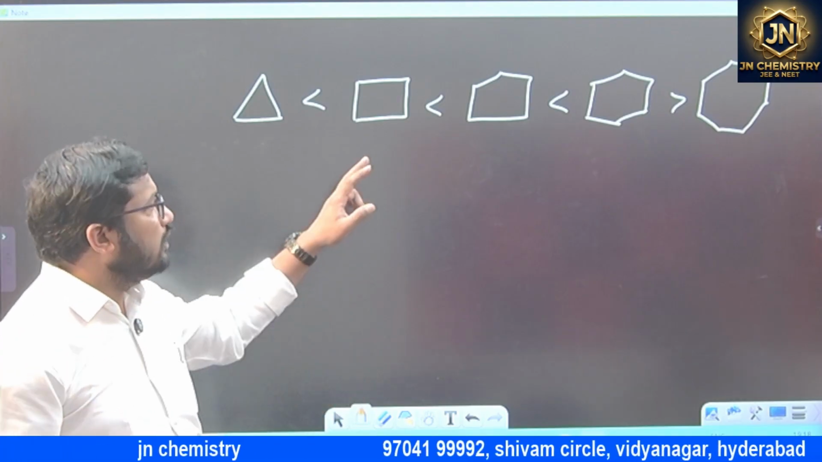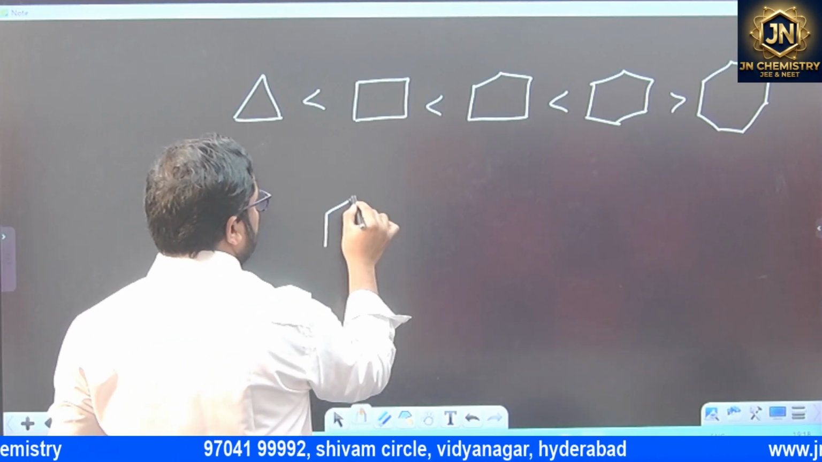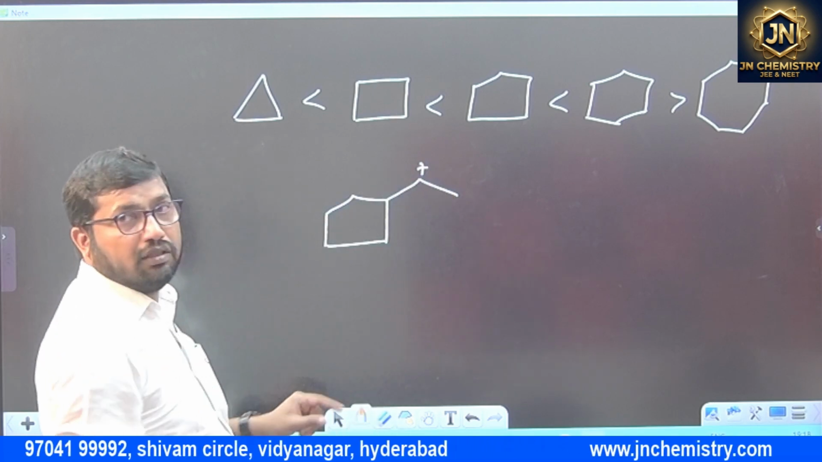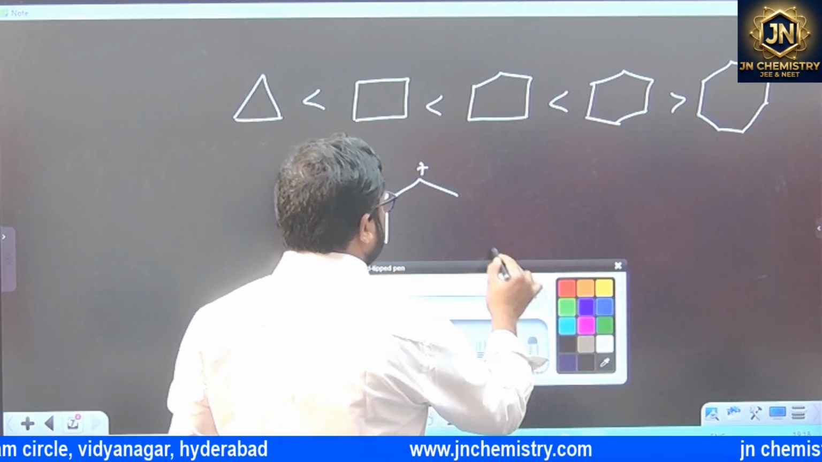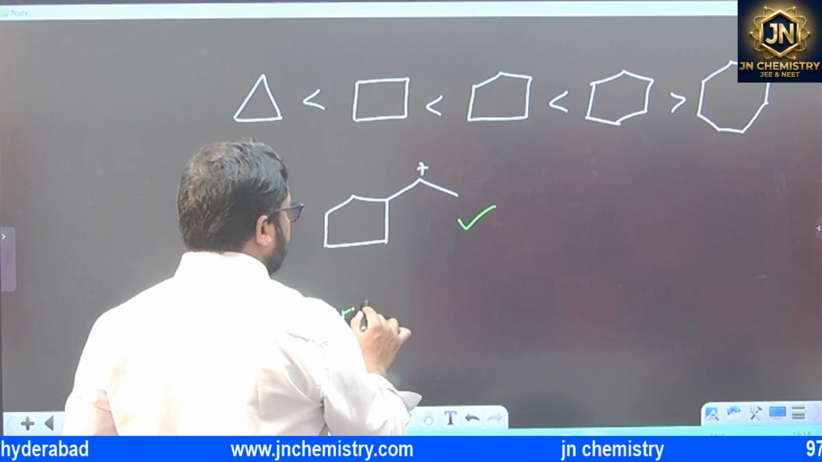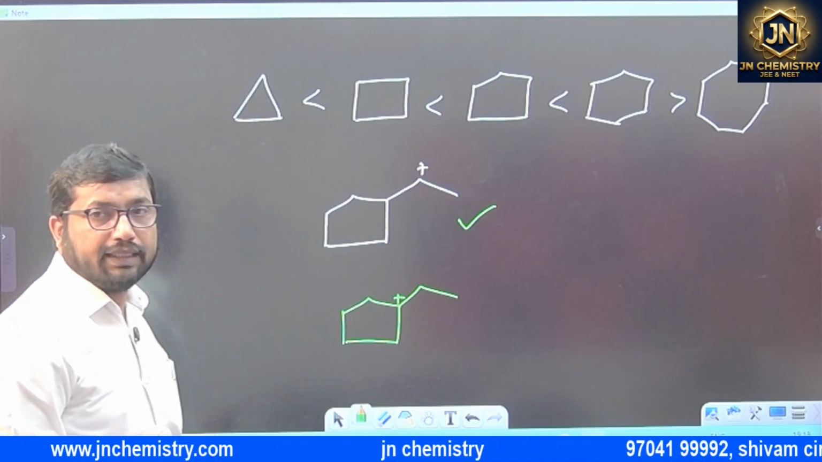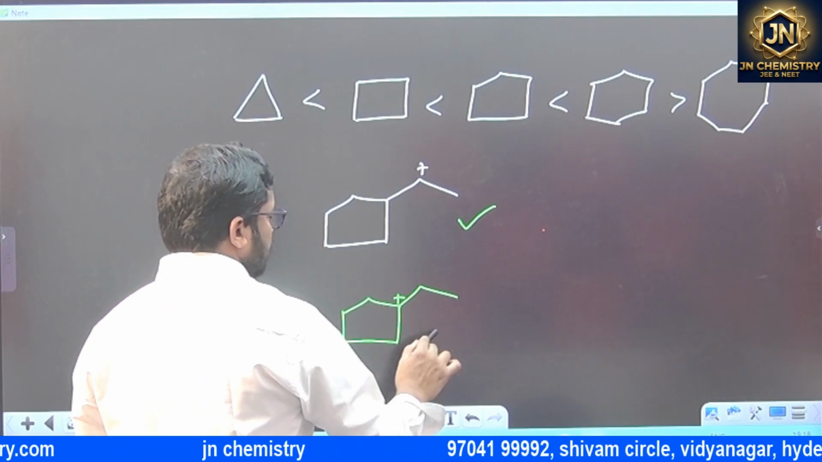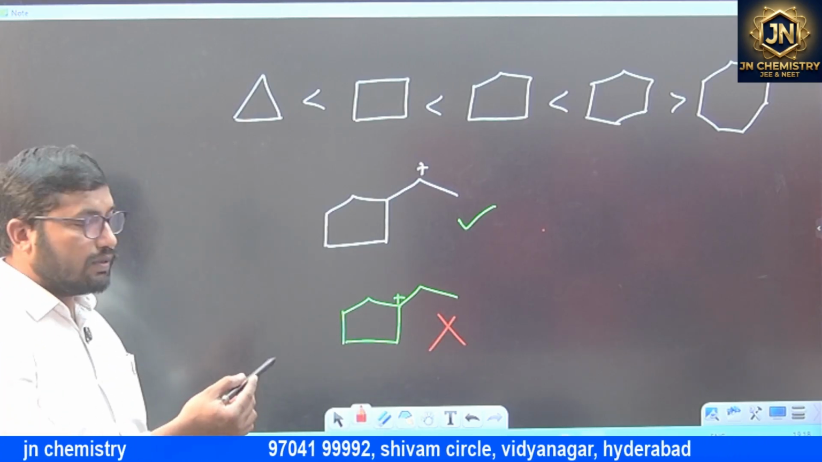That's the reason, whenever there is a 5-membered ring and the carbocation is outside the ring, ring expansion takes place. If the carbocation is present here, in this case ring expansion takes place. In this case, no ring expansion.